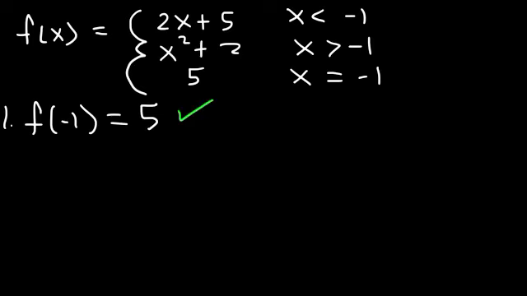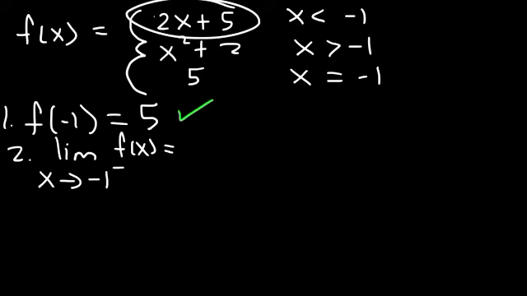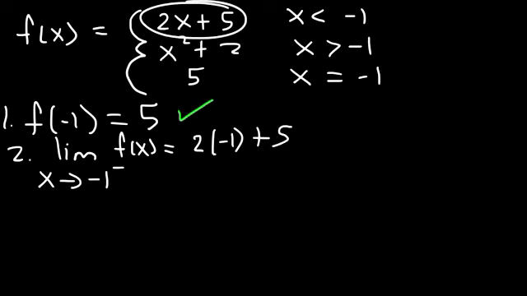Now, step 2. We need to prove that the limit exists. So let's find the limit as x approaches negative 1 from the left side. So from the left side, x has to be less than negative 1. So this is going to be 2 times negative 1 plus 5. We need to use this function. So that's negative 2 plus 5, which is equal to 3.